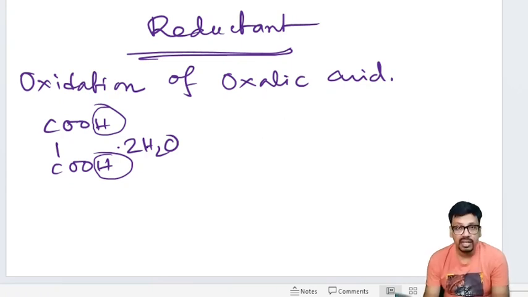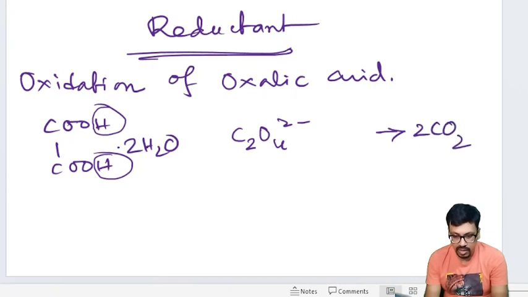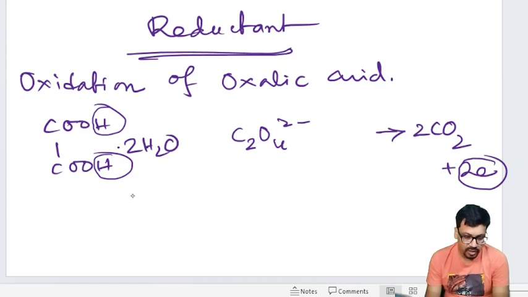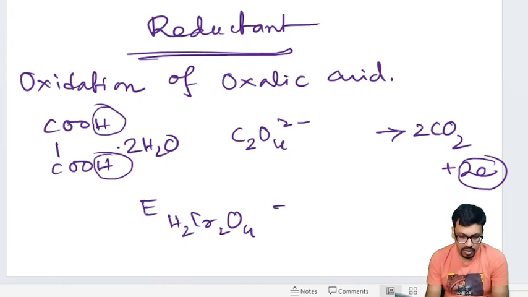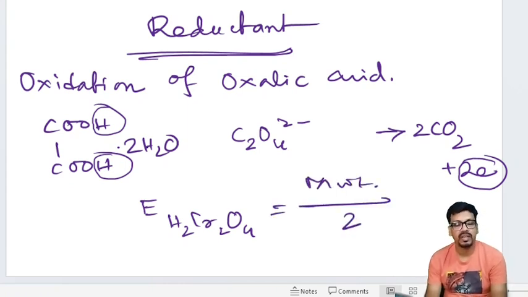Another way we can say, for the redox reaction, what happened? C2O4 2 minus is converted to carbon dioxide, and here also 2 electron transfer takes place. Okay, 2 electron transfer. So the equivalent weight of the oxalic acid, that is, the equivalent weight of H2C2O4, is the molecular weight by 2. Clear?